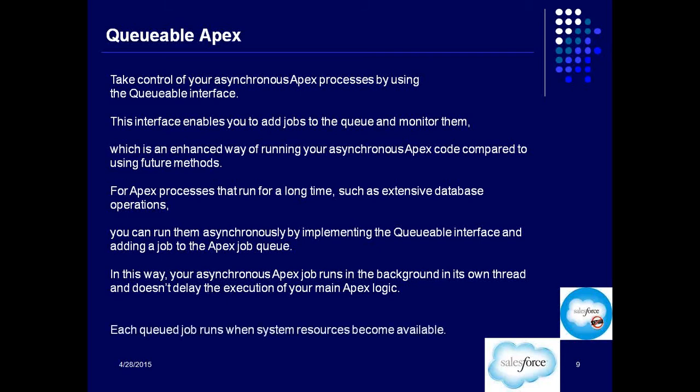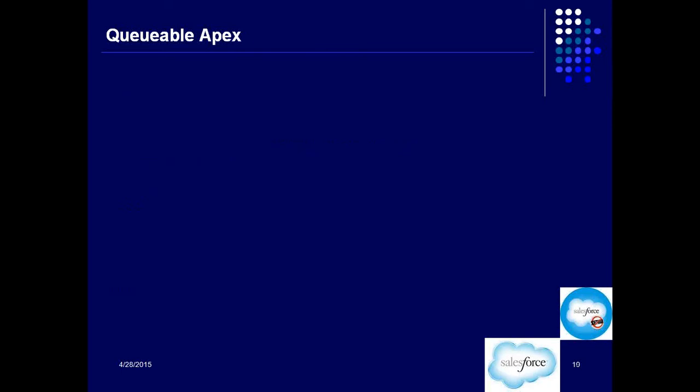Each queued job runs when system resources become available. So same concept, same thing. The way a future method runs when the resources become available, queuable Apex also works when the resources become available. Queuable jobs are similar to future methods in that they are both queued for execution. So the similarity is that both of them are queued for execution. They don't get executed instantly, they get queued for the execution.